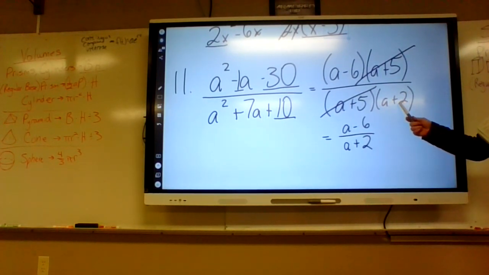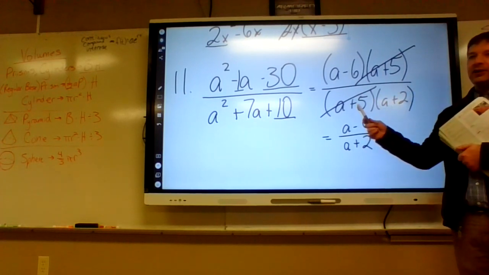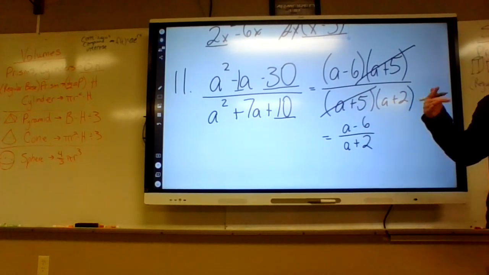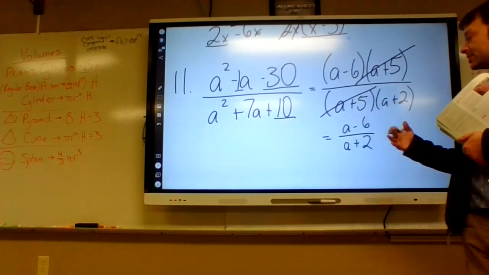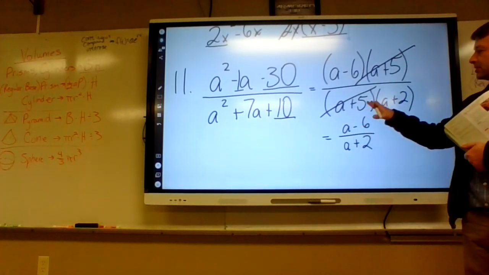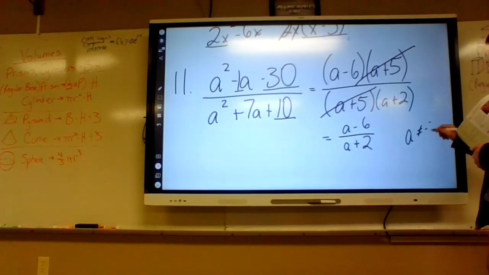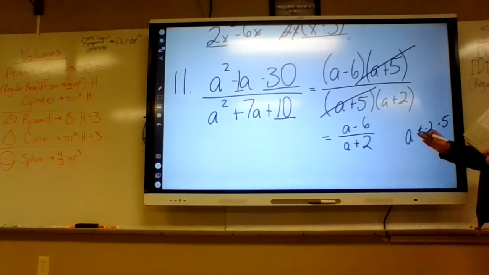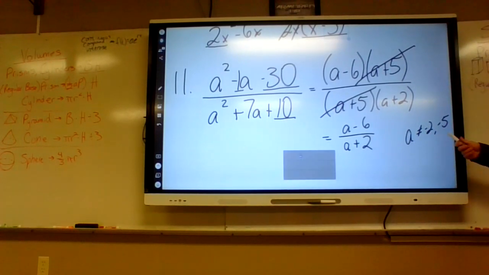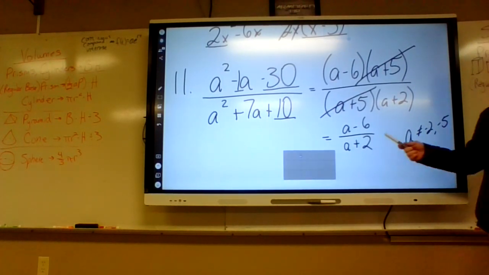Negative 2 and negative 5. Why are they no-nos? Because dividing by 0 is impossible. It doesn't make any sense. So they wanted us to say that a cannot be negative 2 and negative 5. I'm not going to worry about that, but that is something you need to keep in your noggin.